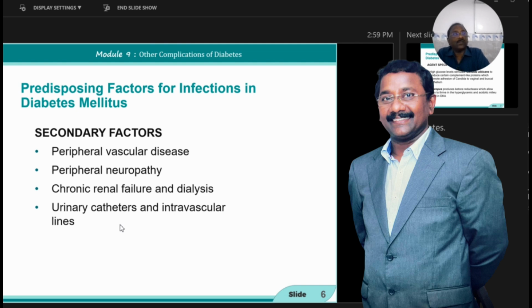Chronic renal failure: people will have anemia. Definitely anemia will act as an entry for organisms into the body because of low oxygenation. For people on dialysis, there will be more and more tubes, like catheter tubes or dialysis tubes, etc. So definitely there will be entry of organisms into the body, causing more and more infections.